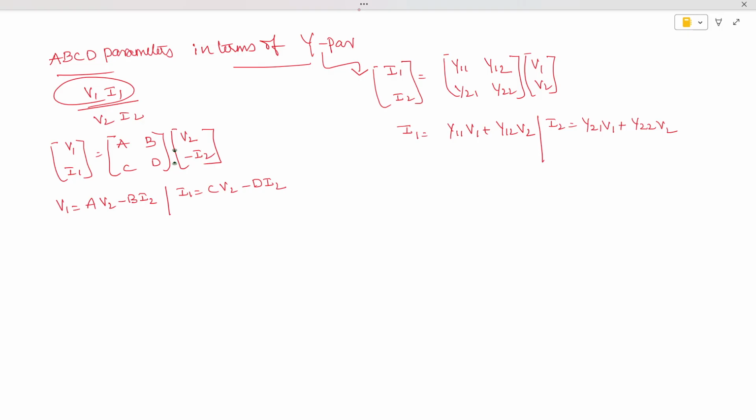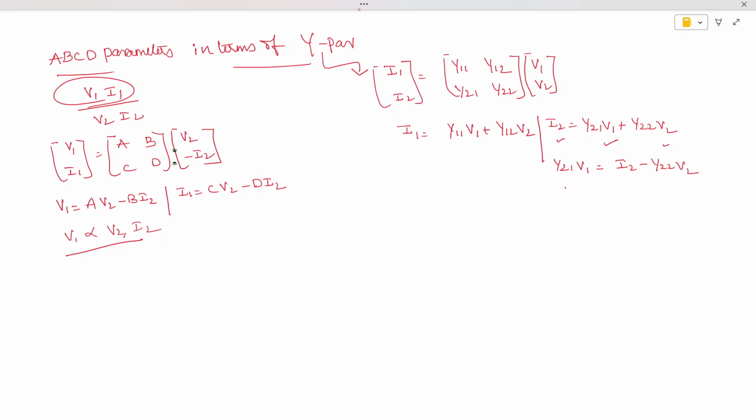So here when you compare, we require V1 in terms of V2 and I2. So identify V1 in terms of V2 and I2. So V1 in terms of V2 and I2, this equation is there. Okay, so now I'm writing Y21 V1 is equal to I2 minus Y22 V2. So V1 in terms of V2 and I2.